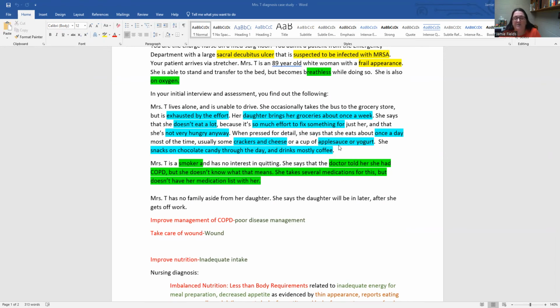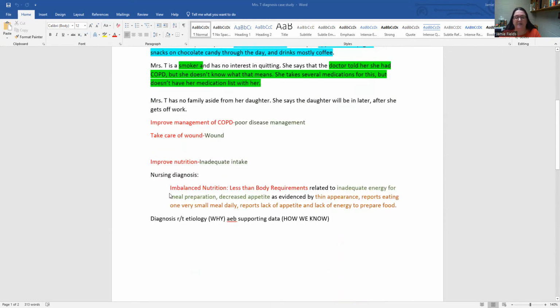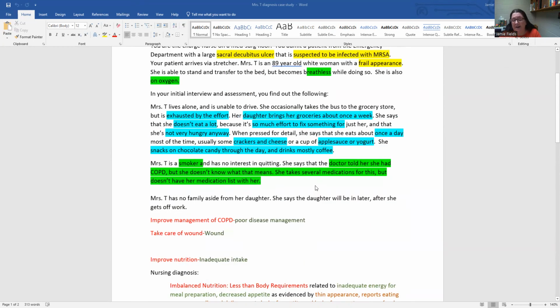Okay. All of those are things that if you look at the defining characteristics in that book, you're going to say, oh yeah, that's there. So this is a good diagnosis for her. Okay. So we're going to keep our diagnosis: imbalanced nutrition, less than body requirements. Now, why does she not get enough food? She is not eating enough. Why is she not eating enough?